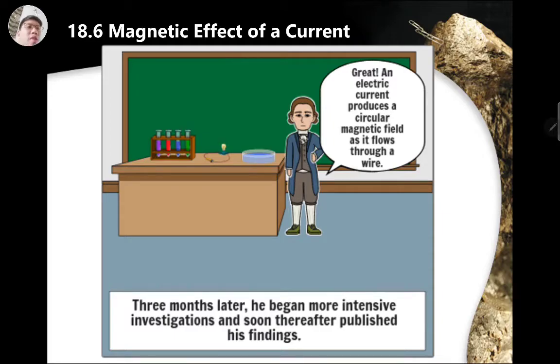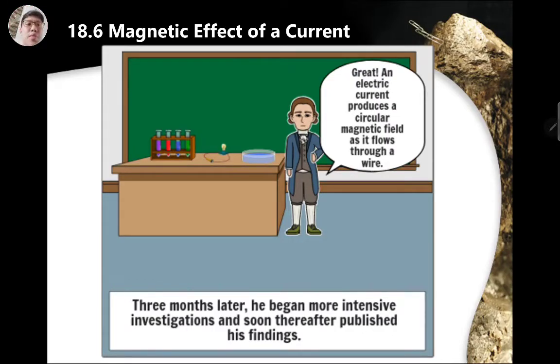And guess what he found out? He found out that after like 3 months later, he began more intensive investigations, and soon thereafter he published his findings, right? So he found out that electric current produces a circular magnetic field as it flows through a wire. So basically, if a wire is like this, looking straight through the wire, the magnetic field is actually produced around it in a circular form.